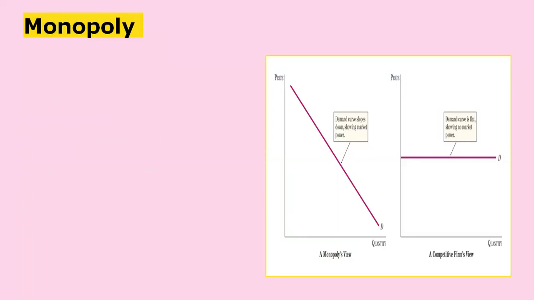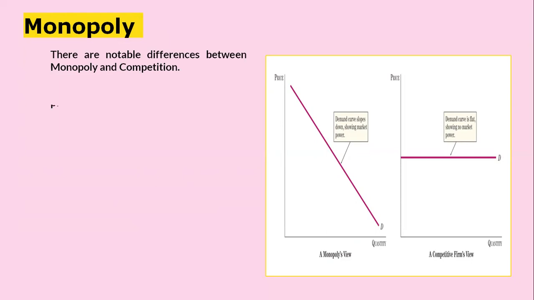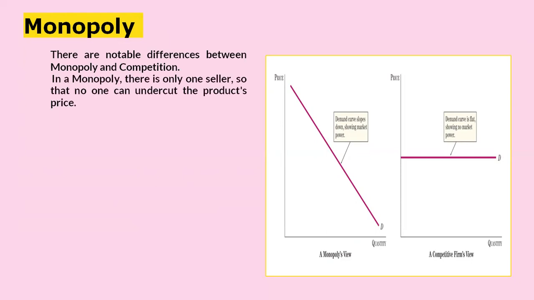Monopoly. There are notable differences between monopoly and competition. In a monopoly, there is only one seller, so no one can undercut the product's price.